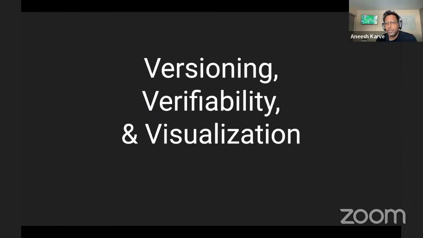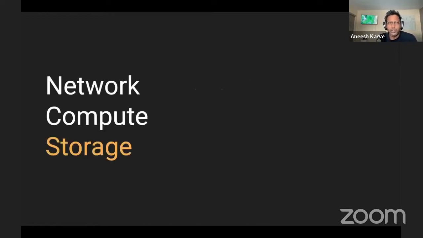And we found that reusability boils down to 3 dimensions: versioning, so data versioning, the same way that we have code and environment versioning, verifiability, and visualization. And we're going to talk about all 3 of those dimensions today.